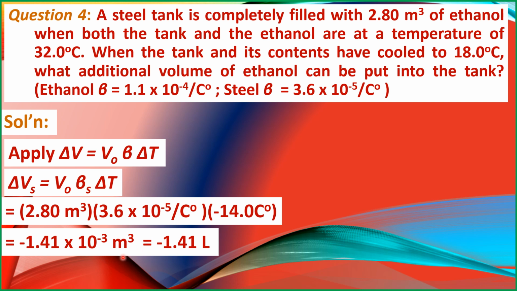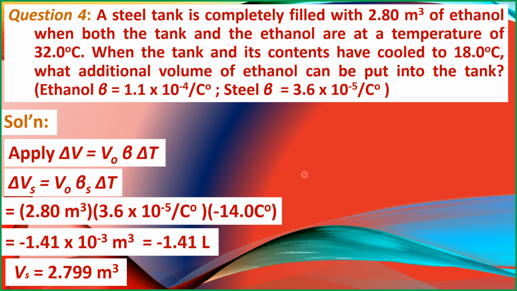Now, knowing that this is the change in the volume, we can also determine the final volume of the steel tank, V sub S. This is just adding this delta V sub S in meter cube, negative 1.41 times 10 to the negative 3 meter cube, to our initial volume, which is 2.80 meter cube, and we will get the final volume for the steel tank equal to 2.799 meter cube to 4 significant figures.